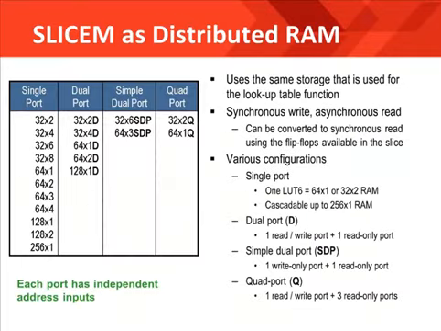Many, but not all LUTs in the FPGA can be configured for distributed RAM. This is a small 64-bit memory that can perform as a single, dual, or quad port memory. Each port has independent address inputs and has a synchronous write and an asynchronous read. There are 4 configurations, as you can see from the slide.